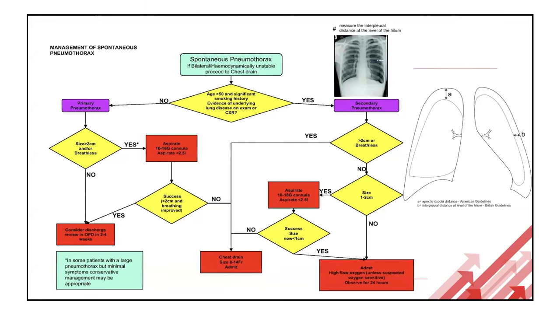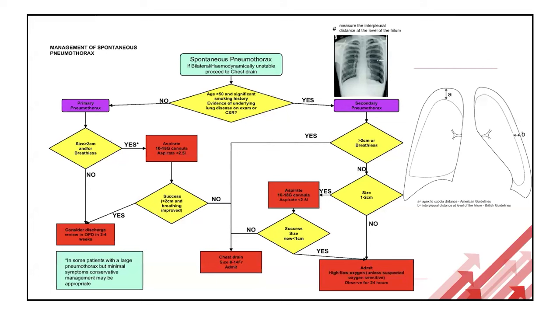Then it further went to stratify your patients on whether it's a primary or a secondary pneumothorax. So number one, is your patient stable or not? Number two, what are your patient factors, whether it's primary or secondary? Then number three, how big?